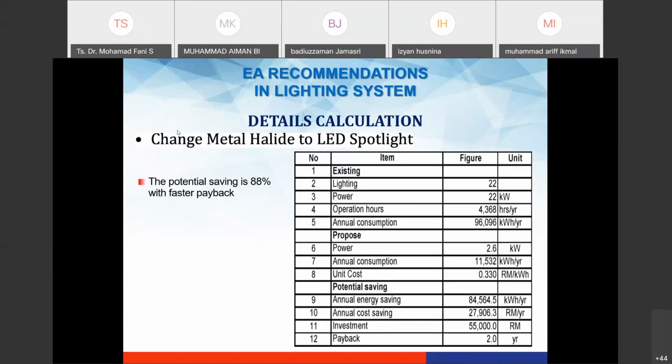Okay, this one is another example: change from metal halide to LED spotlight. Conventional to the LED spotlight. So the payback period is within 2 years only.